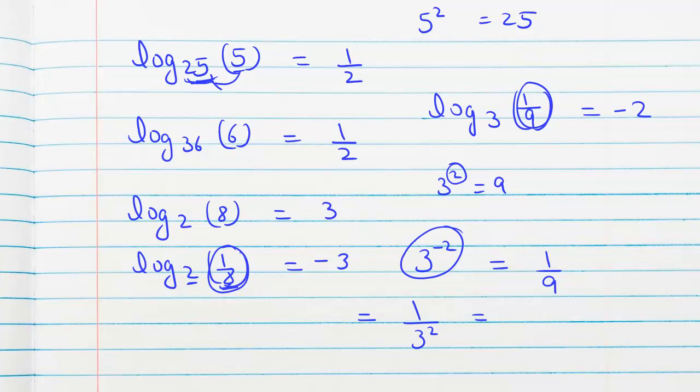So what do you think? 3 times 3 is 9. So that is why this is the answer. Anytime you see a fraction, the answer will be negative.